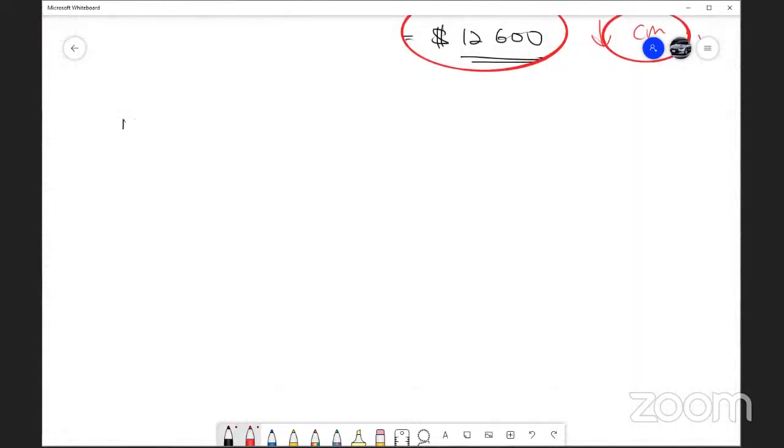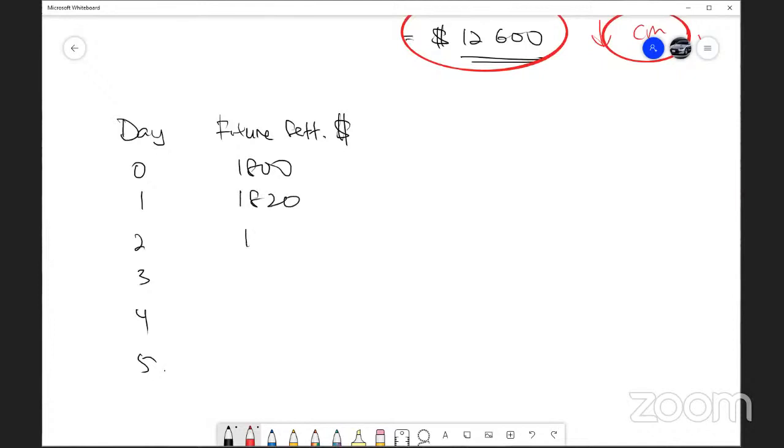Let's do day 0, 1, 2, 3, 4, 5. The question only asks you until number 5, actually. Futures settlement price: this is given to you. 1,800, 1820, 1790, 1770, 1800, 1810.